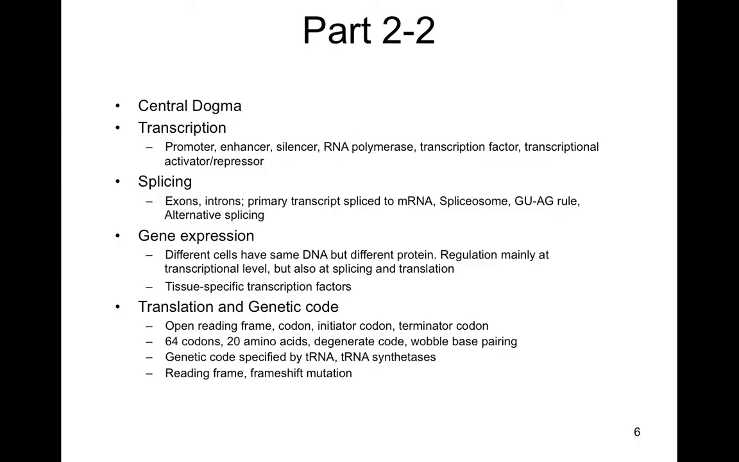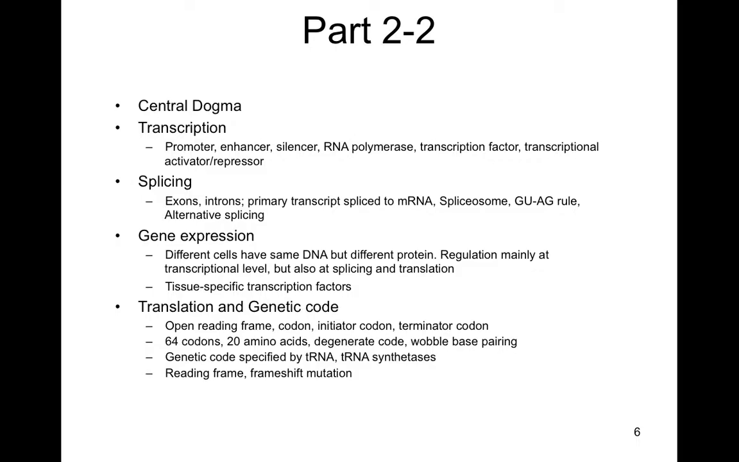Then alternative splicing is how in different cells you can give rise to different proteins depending on which exons are preserved as well as which introns are spliced out. And so in different cells you can imagine different introns are spliced out and you can produce different proteins in different cells from the same gene.